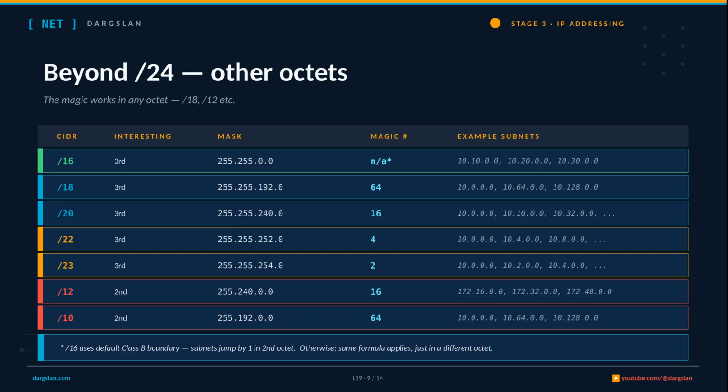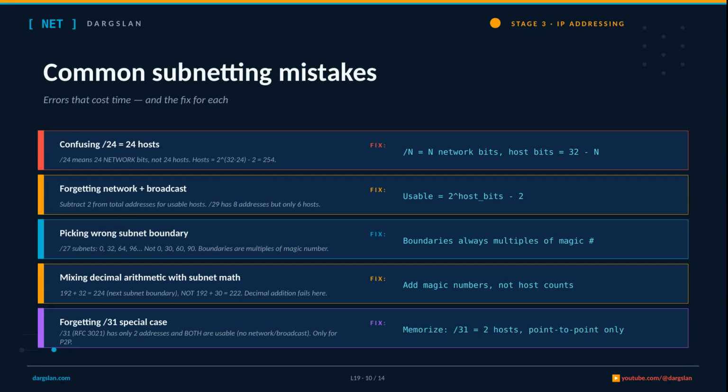Same formula, different column. Now, before you start subnetting in the wild, let's head off the traps that catch almost everyone. The big one: /24 does not mean 24 hosts. It means 24 network bits, which leaves 8 for hosts, giving you 254 usable. Always subtract 2 for network and broadcast, except on a /31, which RFC 3021 carves out for point-to-point links, where both addresses are fair game. And when you walk subnet boundaries, add the magic number, not a decimal guess. 192 plus 32 is 224, never 222. Memorize these 5 and you'll save yourself hours.